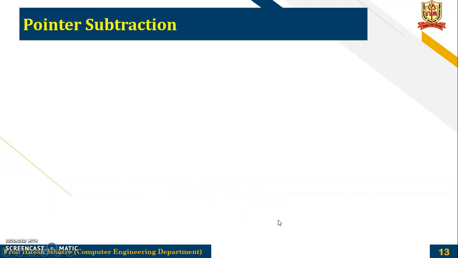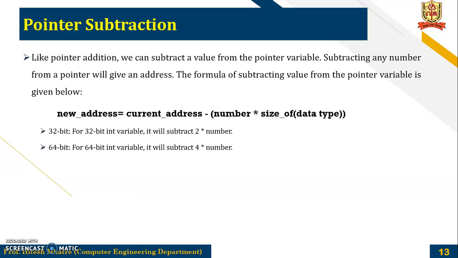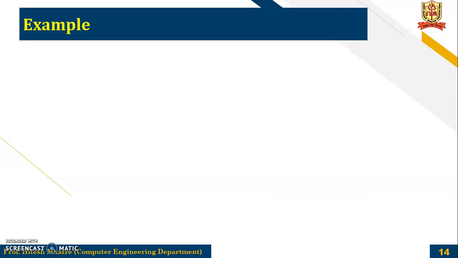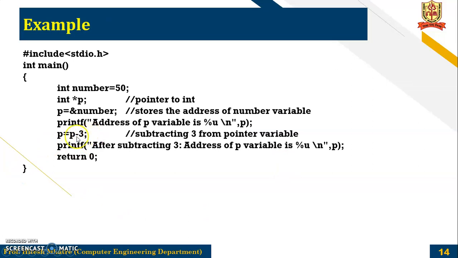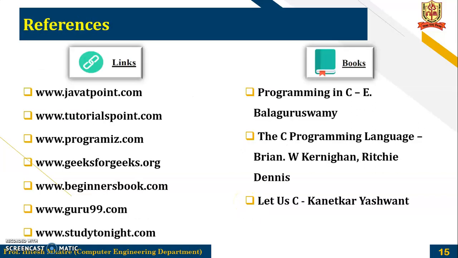The same applies for pointer subtraction. The only difference is that here I am subtracting. Again, for 32-bit it is 2 and for 64-bit it is 4. Same example, now I am doing p minus 3. Again 3 and integer value, so 3 into 4, that is 12. Whatever the initial value, that is 300 minus 12, gives me 288. So I am decrementing the pointer, that is subtracting 3 from the pointer. This is how addition and subtraction of a pointer is done.